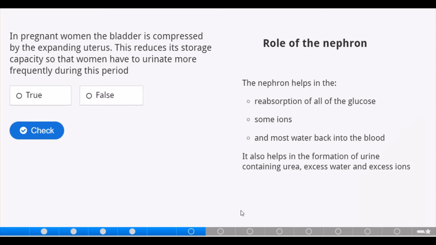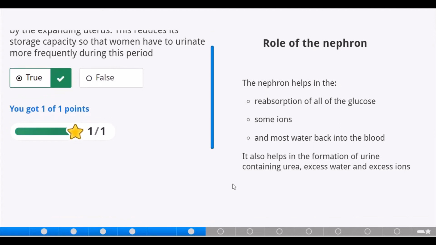In pregnant women, the bladder is compressed by the expanding uterus. This reduces the storage capacity so that women have to urinate more frequently during this period. True or false? True.